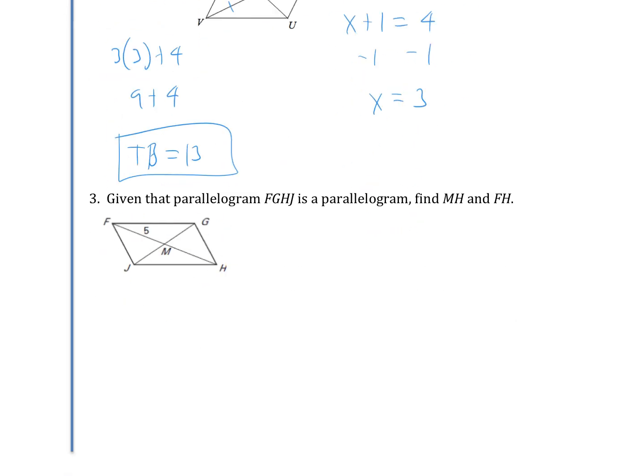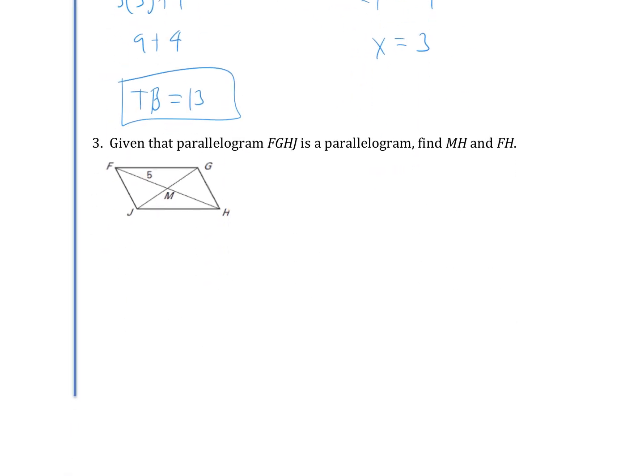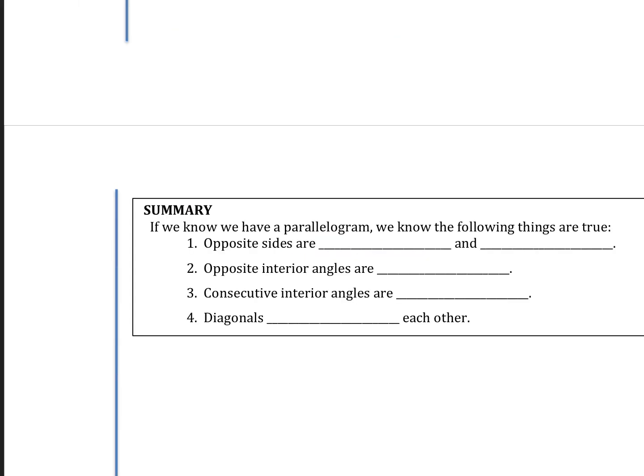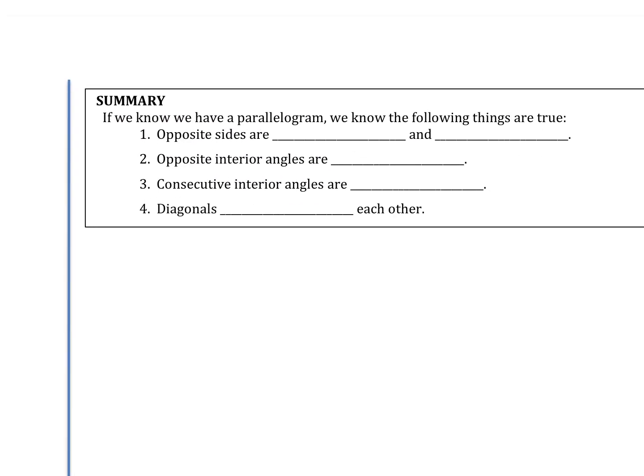All right, sounds good. If you want to try this other example, go ahead and give it a try, see how you do. All right, so if it's a parallelogram, we're finding MH and FH. Well, MH and FM are going to be congruent because they bisect each other. So MH is going to equal what? If FM equals 5, then MH equals 5. And then FH is all the way across. Well, 5 plus 5 equals what? It equals 10. Awesome.